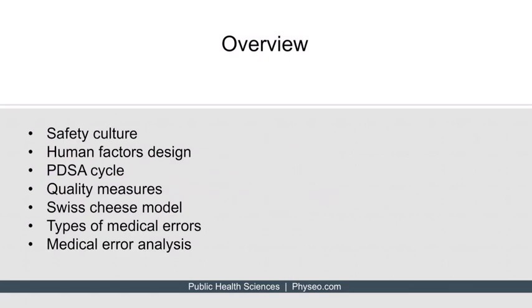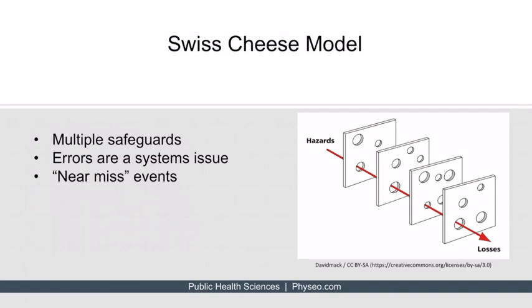Okay, moving on, our next topic is the Swiss cheese model. The Swiss cheese model of safety is illustrated by the diagram on the right. It refers to a system where multiple safeguards are in place to help mitigate risks. The model regards errors as a systems issue rather than an individual issue, and they are likely to appear as a result of a problem with your system rather than as a result of a single individual committing an error.